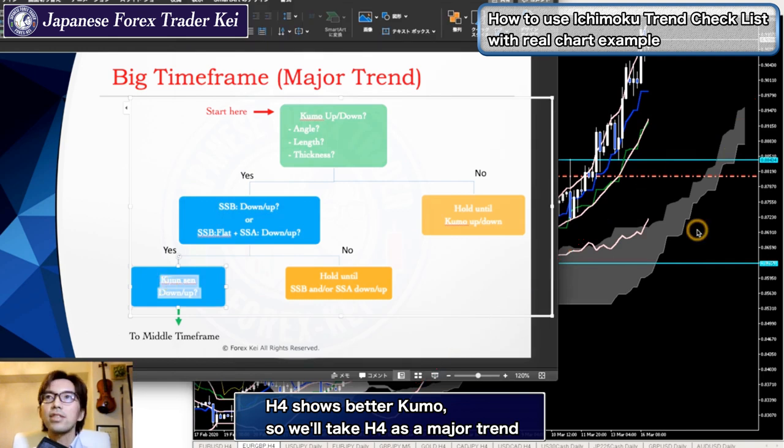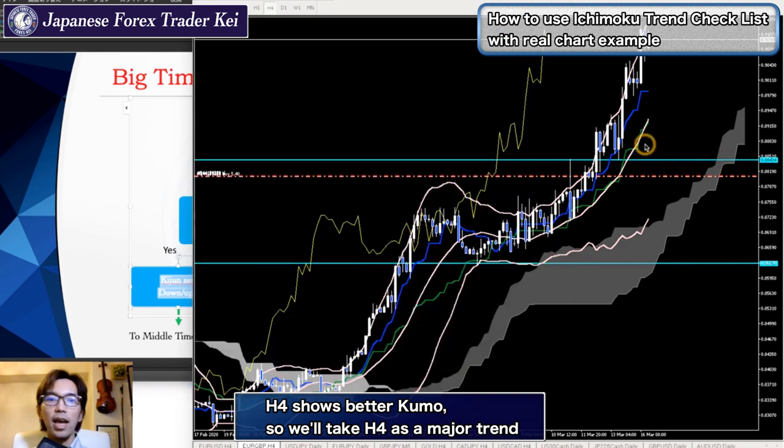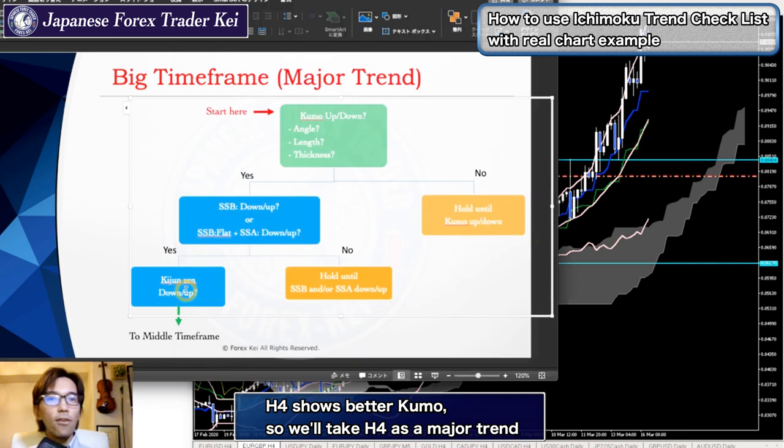So Kijun Sen is the green line in this case, right? And I see it's going up right now. So Kijun Sen is moving up too. These are all yes, right? Kumo is moving up, yes. And Senkou Span B is flat, but Senkou Span A is moving up, yes. And Kijun Sen is moving up, yes. So this is a confirmation that this major trend in the 4-hour chart is now an uptrend.